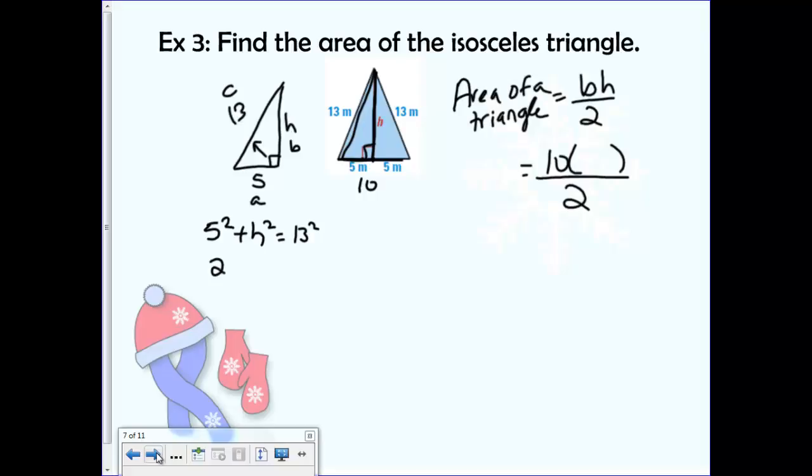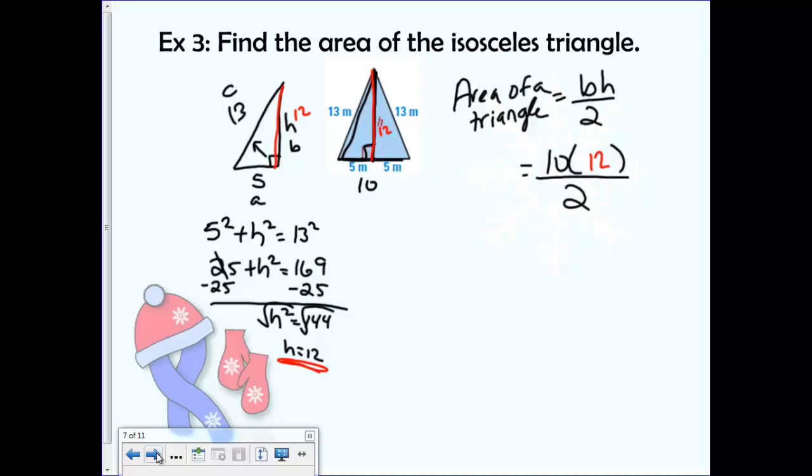5 squared is 25. H squared, 13 times 13, 169. Subtract your 25 over. H squared equals 144. H is 12. My H is 12. So this right here is 12. What do we know? The height of our triangle is 12.